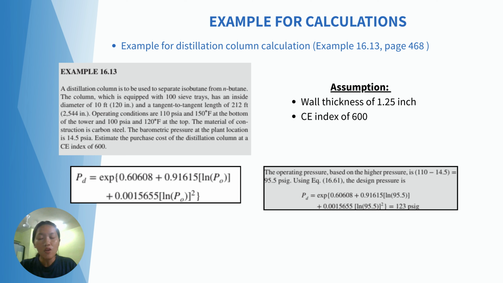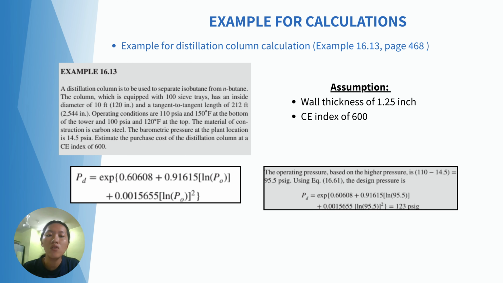For the example part, we'll be introducing two examples, the first one focusing on the distillation column calculation. You can refer back to example 16.13, which is on page 468. It provides a few pieces of information such as the number of sieve trays, the inside diameter, the tangent to tangent length, the operating conditions and temperature, the material of construction and the barometric pressure. Using this given information, we need to estimate the purchase cost of the distillation column at the CE index of 600.